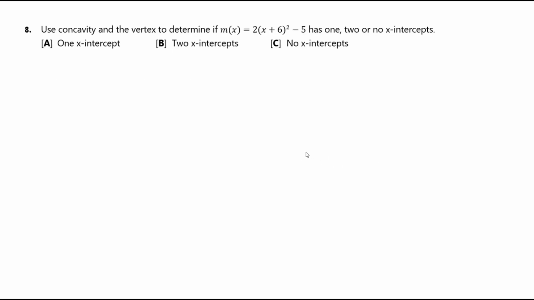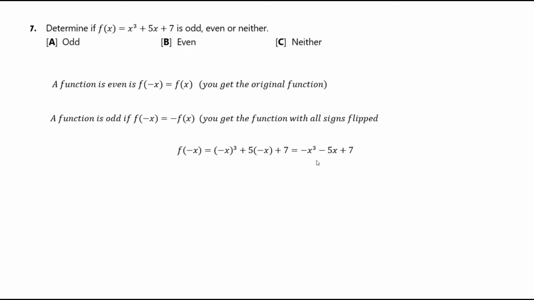However, notice that not all of the signs are flipped, right? The negative x cubed has an opposite sign, so that one is flipped. The 5x is flipped, but the 7 is not. In order to be odd, you have to have all the signs flipped. So therefore, this is not odd. And in addition, if you check the characteristic for even, you don't get the original function. So therefore, this cannot be even or odd. This has to be neither. So the answer to this is C.